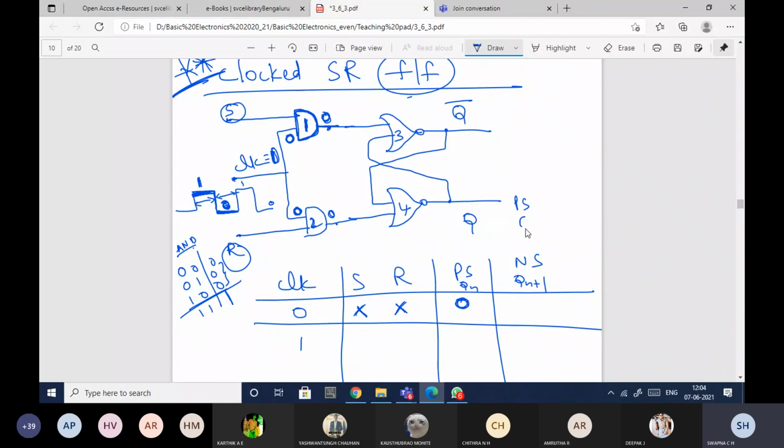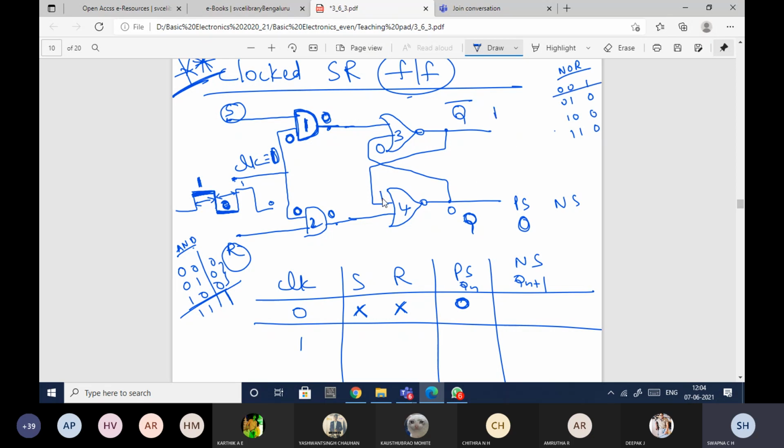Let me consider the present state is 0. Whenever I'm taking the present state, I should always take it for Q only. So the present state Q value is 0, and this 0 will go here. So 0, 0. I'll write the NOR gate table: 0 0, 0 1, 1 0, 1 1. In all, only in the first case it will be 1 and the rest will be equal to 0. So 0, 0, the output will be equal to 1.